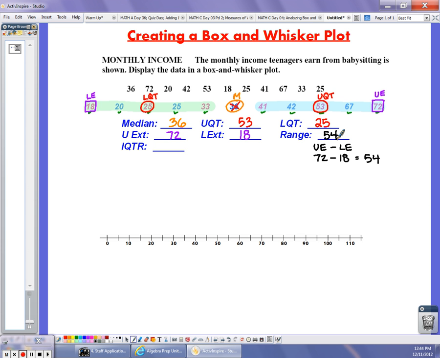And the interquartile range is our upper quartile minus our lower quartile. So my upper quartile is 53, and I'm going to subtract my lower quartile, which is 25, and if I subtract the two numbers, that's going to give me 28.